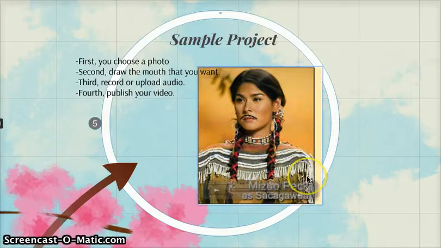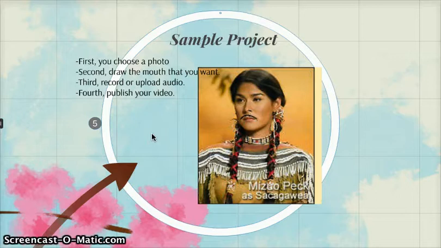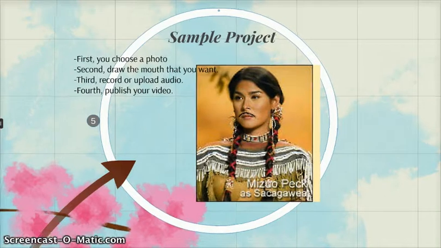Okay, so that's just one example of how to create a sample project. You can use it, as I said, for lots of different things. I found that it was good for social studies in this way because you can use Sacagawea to talk about the Lewis and Clark expedition.